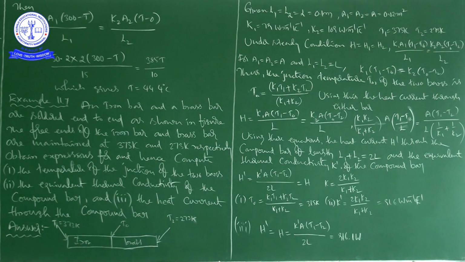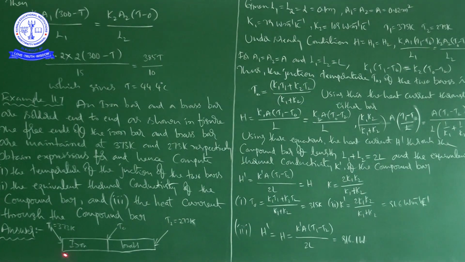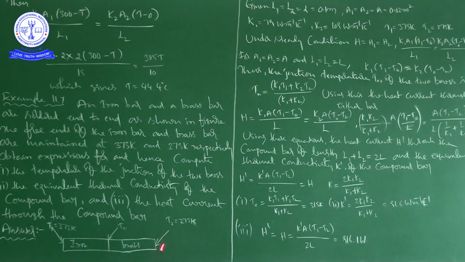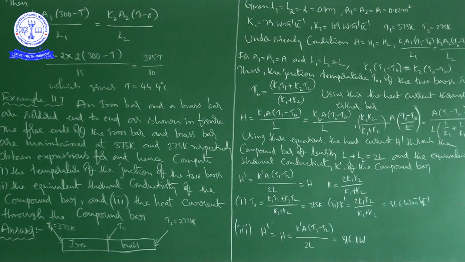So for the iron bar and brass bar, these are the measurements they have given. An iron bar and a brass bar are soldered. Soldering, in TV shops and radio shops they use a soldering gun, right? So these two bars are soldered end to end as shown in the figure. See this picture. The free ends of the iron bar and brass bar: it is the free end of the iron rod, it is the free end of the brass bar. The free ends are maintained at 373 Kelvin and 273 Kelvin respectively.